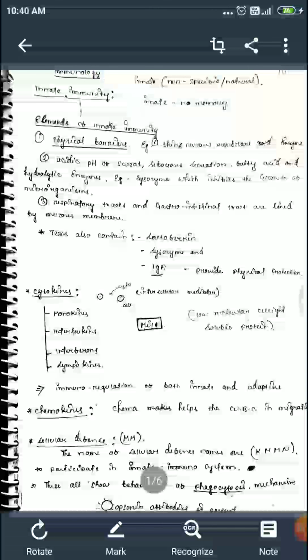Skin helps to fight against pathogens. Most pathogens cannot penetrate the skin. If the skin is damaged, then obviously the microorganisms will penetrate. Other defenses include the acidic pH of sweat, sebaceous secretions of the body, fatty acids, and hydrolytic enzymes.